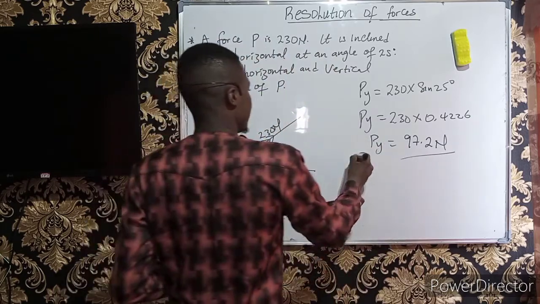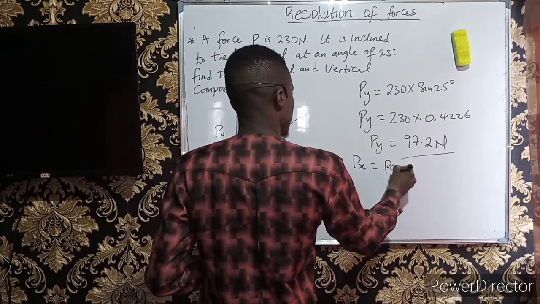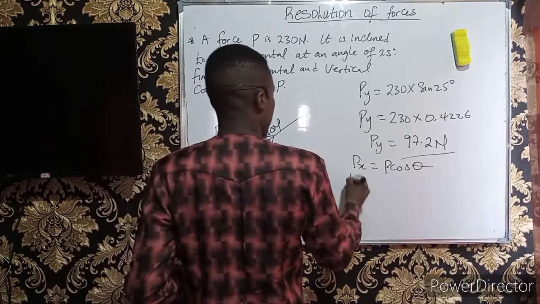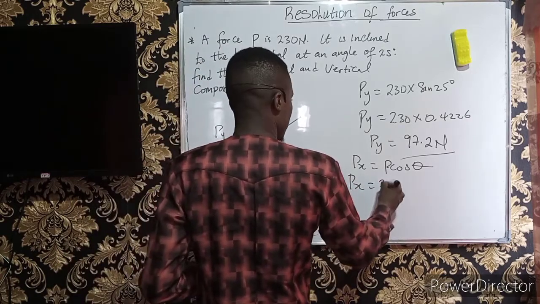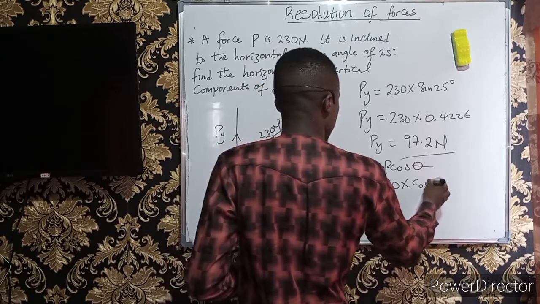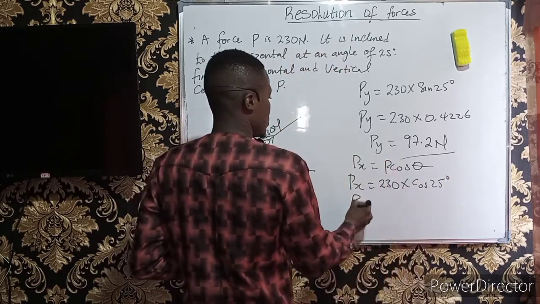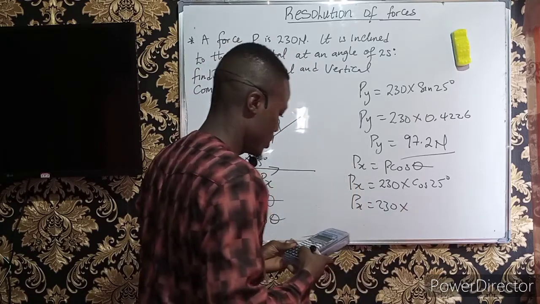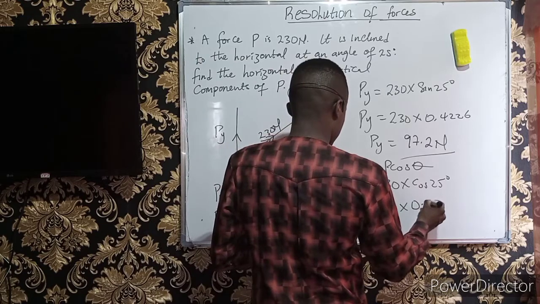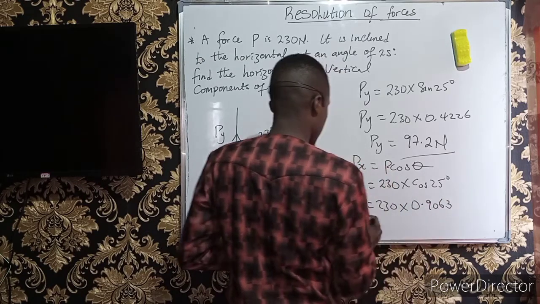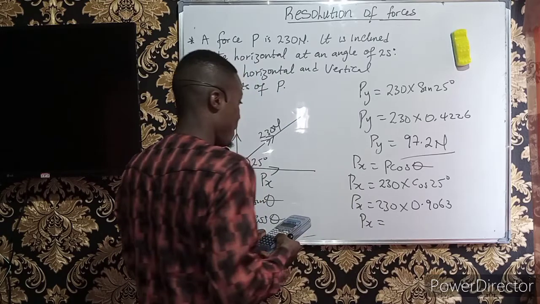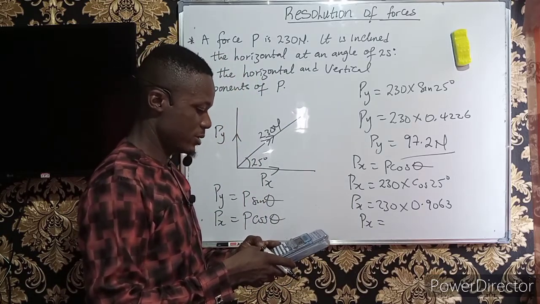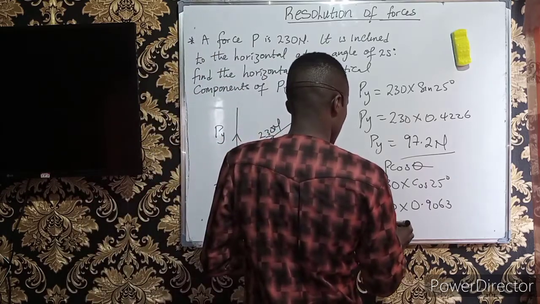So let's get Px. Px is P cos theta. So my Px will be P, which is 230 Newton, times cos 25 degrees. So Px is 230 times cos 25, and cos 25 is 0.9063. So Px is 230 times 0.9063.